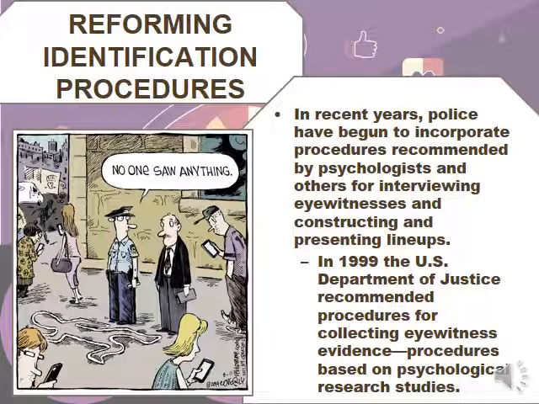Now in recent years, police have begun to incorporate procedures recommended by psychologists and others for interviewing eyewitnesses and constructing and presenting lineups. In 1998, the U.S. Department of Justice recommended procedures for collecting eyewitness evidence. In other words, these procedures are based on psychological research studies. If you look at the picture there, a lot of times in our current state, individuals are utilizing their cell phones to capture criminal things that are happening, and as a form of recollection. But prior to 1999, there was no necessary procedure. Again, there were procedures, but they were not as structured as things have progressed to now.